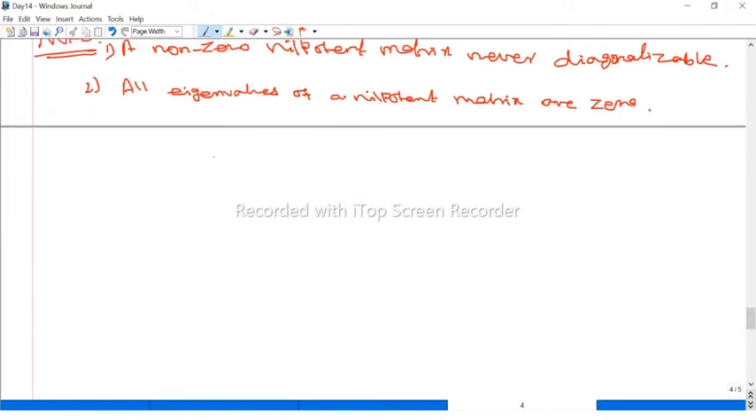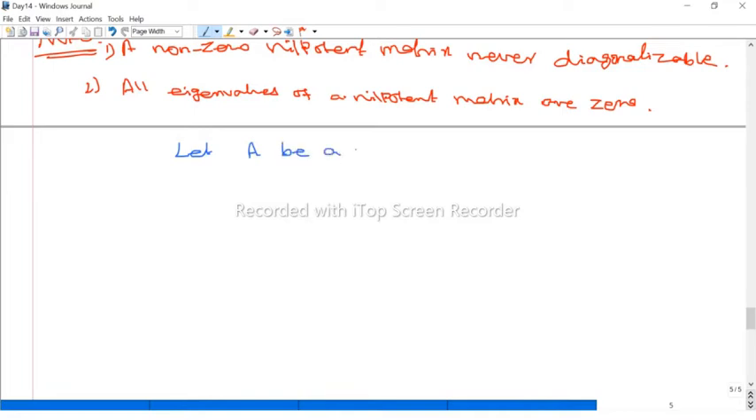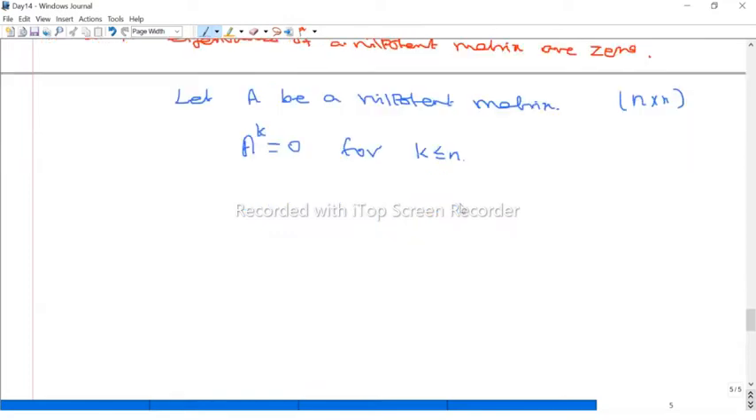Suppose lambda is an eigenvalue of a nilpotent matrix. Let A be a nilpotent matrix. That means A power k equals 0 for some k. The k may be less than or equal to n, since A is an n by n matrix. A is nilpotent means A power k should be the 0 matrix, where k may be sometimes equal to n, but should be less than or equal to n.